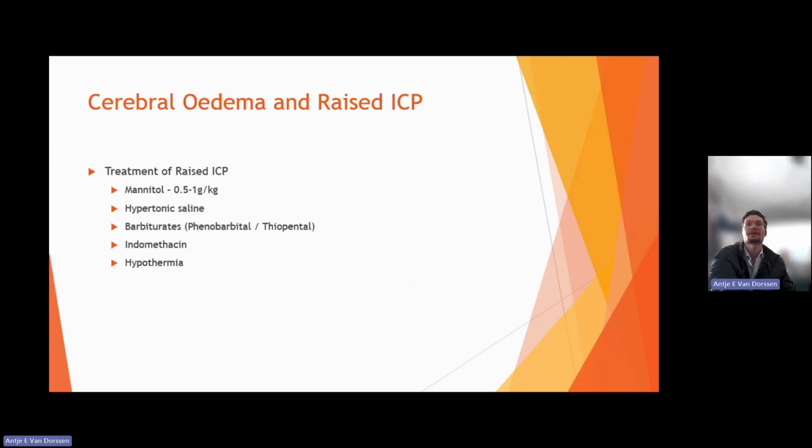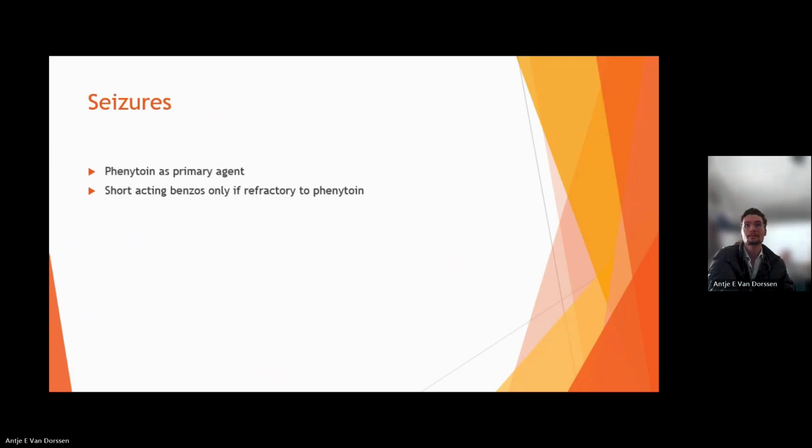And then treating the raised intracranial pressure, we can use mannitol 0.5 to 1 gram per kilogram, can use hypertonic saline, can consider barbiturates, indomethacin, and hypothermia, but there's no really solid evidence for improving survival outcomes once you get to this point. It's more grasping at straws, trying to keep the patient alive. But it usually is kind of the last straw in that order almost of things to try. If the patient does have seizures, phenytoin is considered the primary agent, and then only use short-acting benzodiazepines if the patient is refractory to phenytoin.